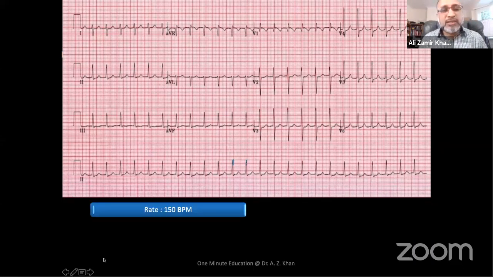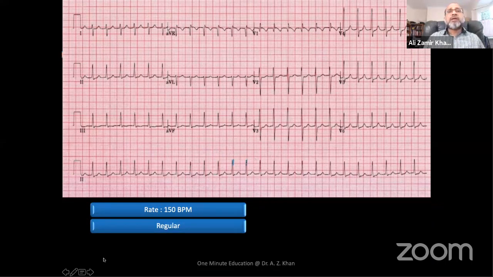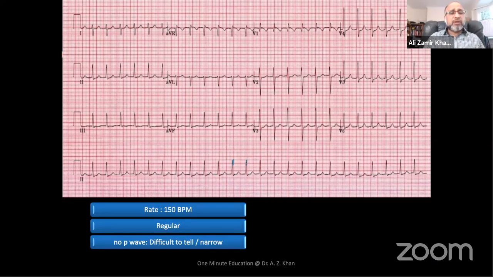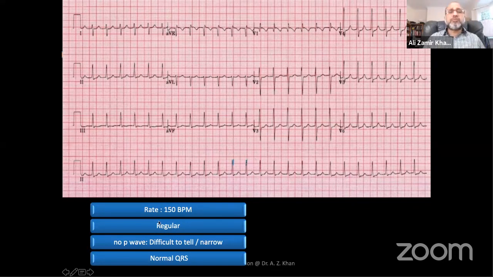So let's look at the ECG and try to understand it. The rate is 150 beats per minute. The rhythm seems to be regular. The P waves are difficult. I can't see P waves here. Can you see that? I can't see P waves here. Very difficult. We've got the rate on the basis of the number of large boxes, okay? So two large boxes, so the rate is 150.